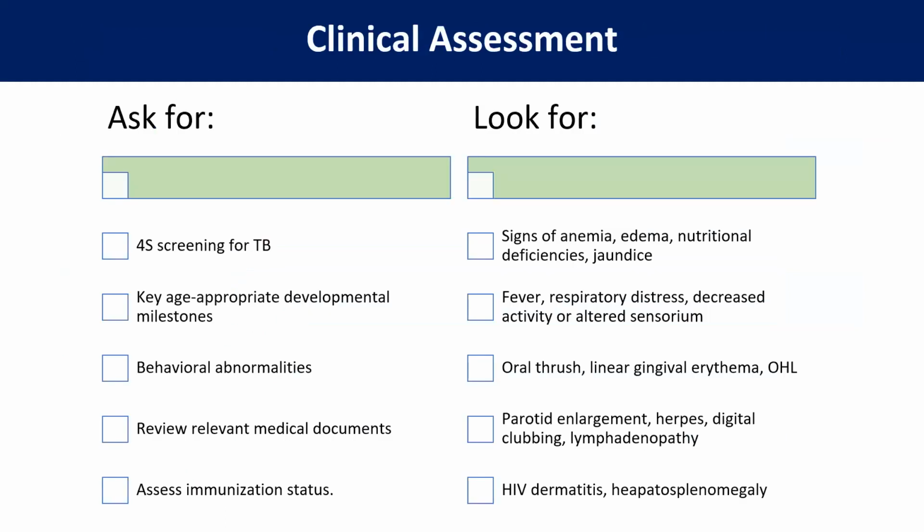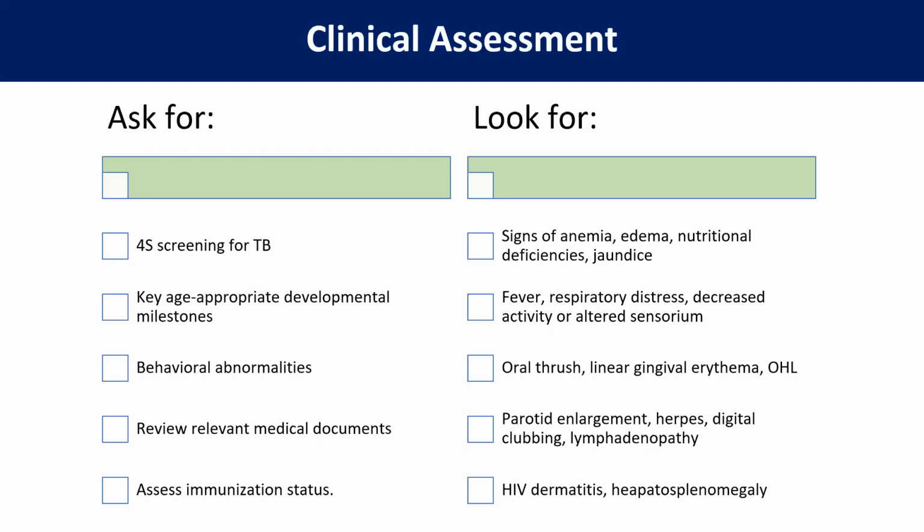You need to ask for the 4-symptom screening for tuberculosis. In children, it is fever, cough, weight loss or poor weight gain, and history of contact with tuberculosis. Key age-appropriate developmental milestones are to be asked, along with behavioral abnormalities. Relevant medical documents should be reviewed, and immunization status assessed. Look for signs of anemia, edema, which can be due to malnutrition, nutritional deficiencies like rickets, or vitamin deficiency in the form of angular cheilitis, bald tongue, and jaundice.